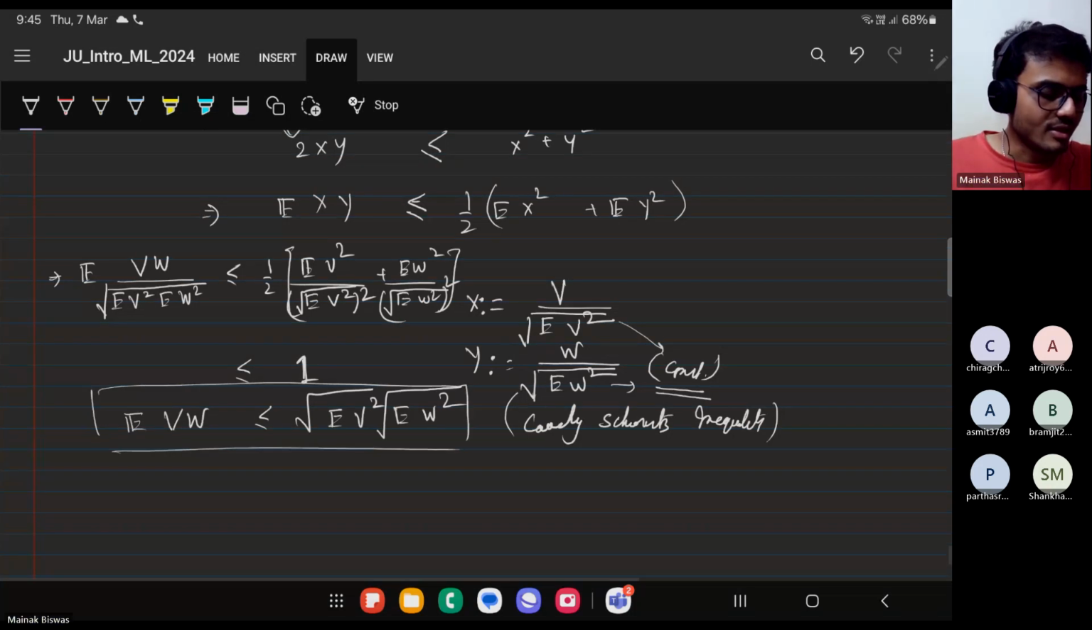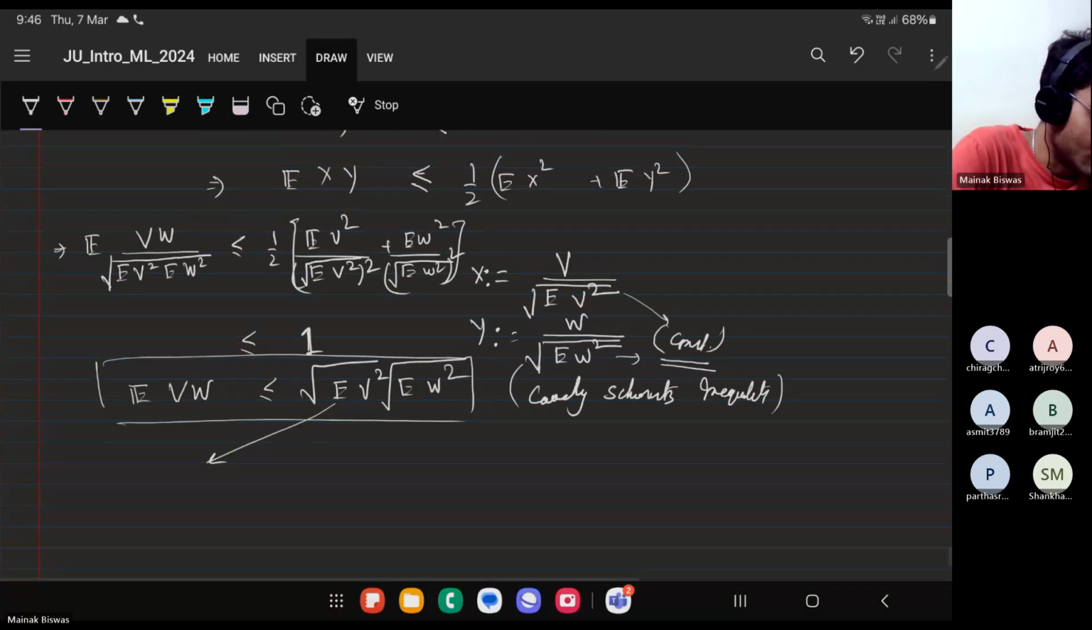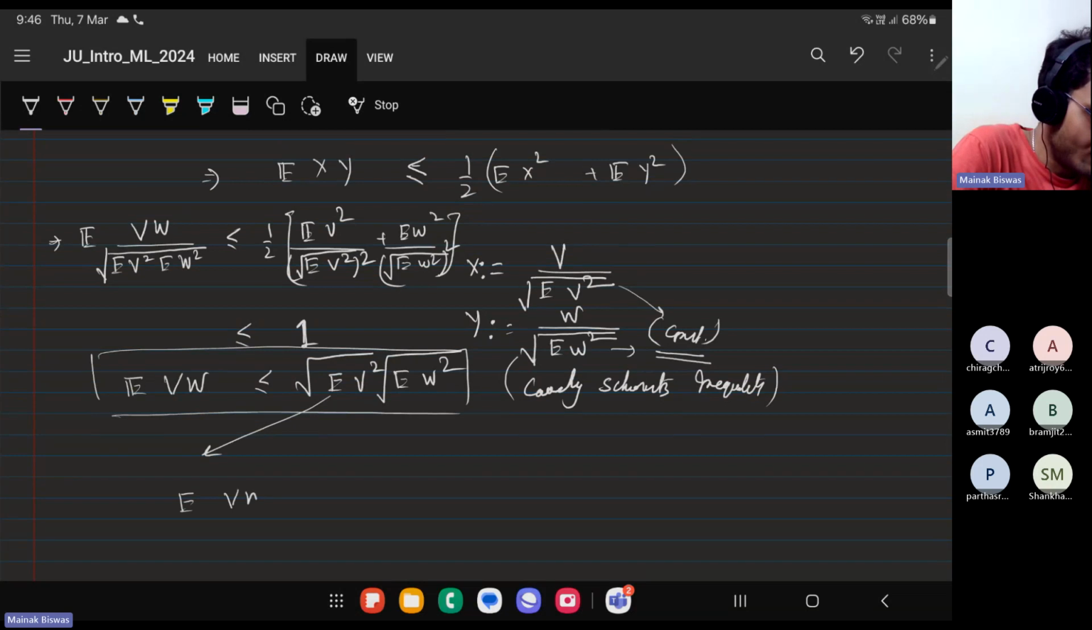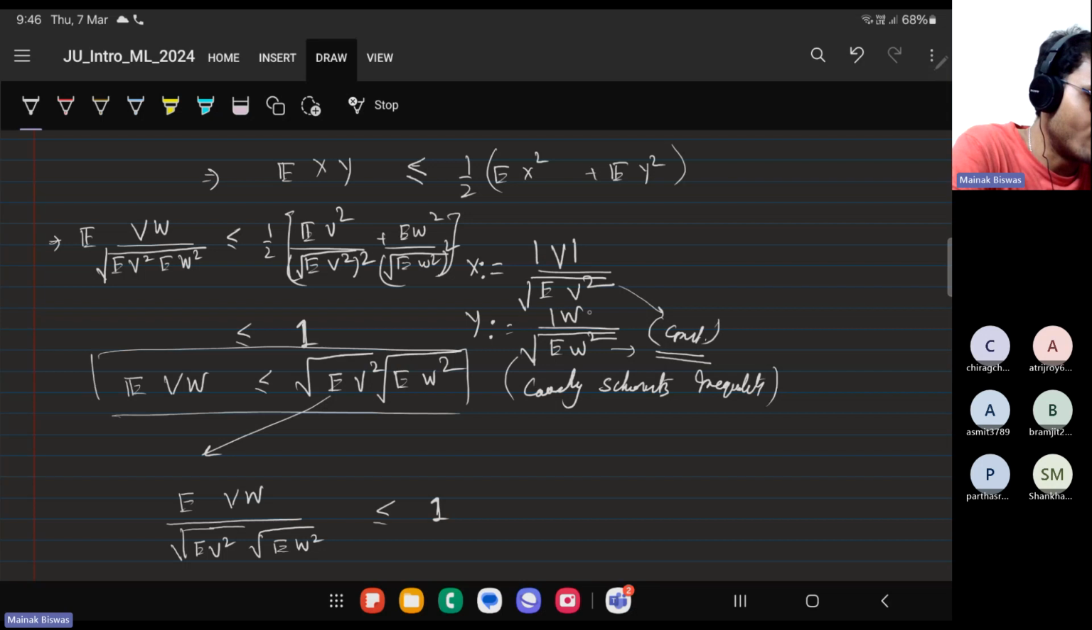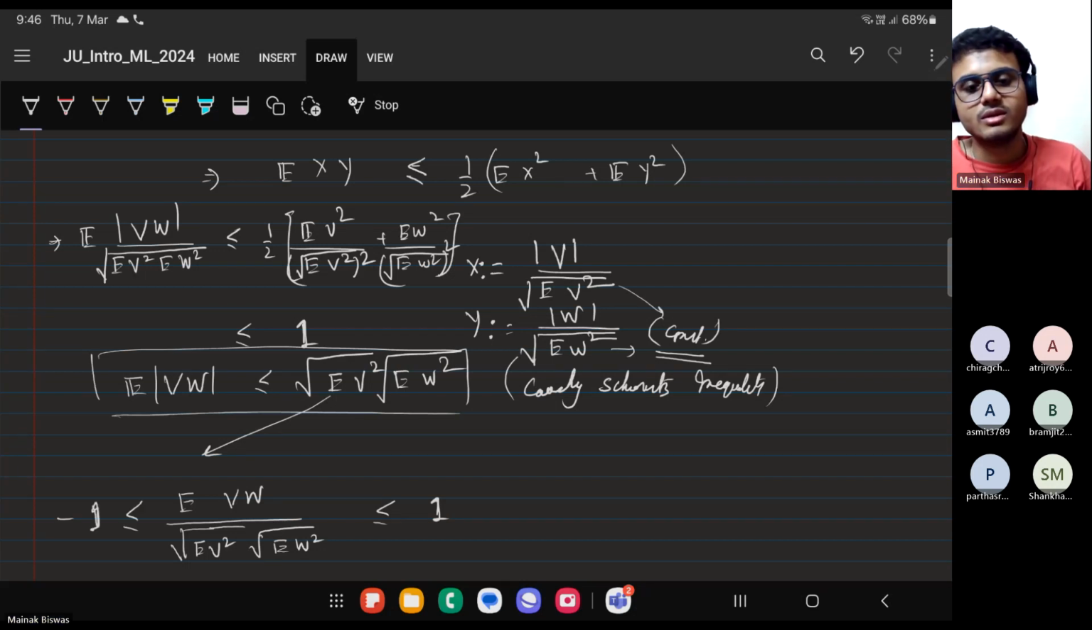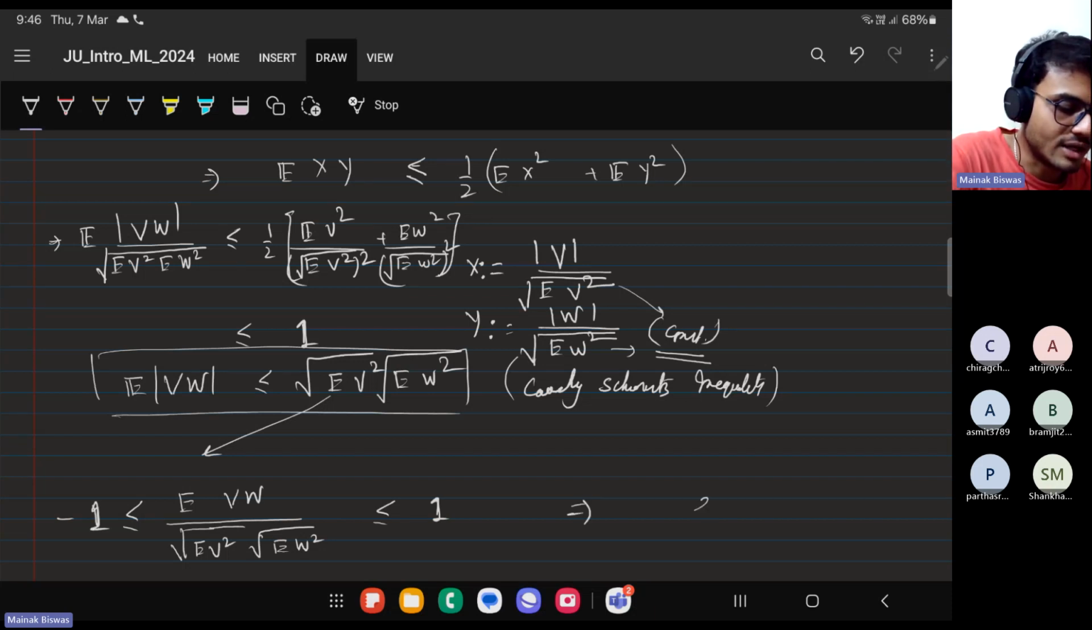So in this case, if you divide this, what will you get? Expected value of VW divided by the square root of expected value of V squared times expected value of W squared will be less than or equal to 1. Ideally, this should be mod of V and mod of W, because in the product we do not want to change the signs, right? So if you have mod on both sides and you remove the mod, you will get -1 to 1. Is it okay? So the correlation always ranges between -1 and 1.